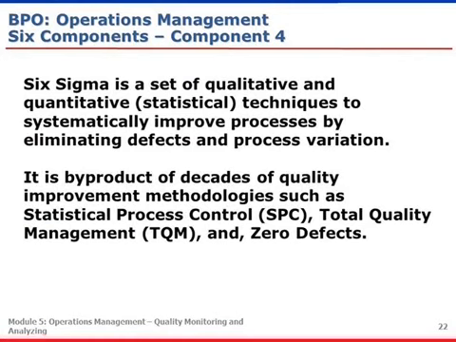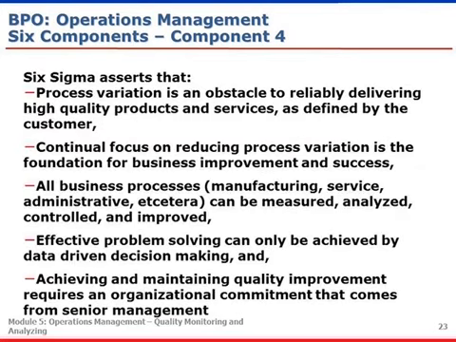Six Sigma is a set of qualitative and quantitative statistical techniques to systematically improve processes by eliminating defects and process variation. It is a byproduct of decades of quality improvement methodologies such as statistical process control or SPC, total quality management, which is TQM, and zero defects. Six Sigma asserts that process variation is an obstacle to reliably deliver high-quality products and services as defined by the customer.